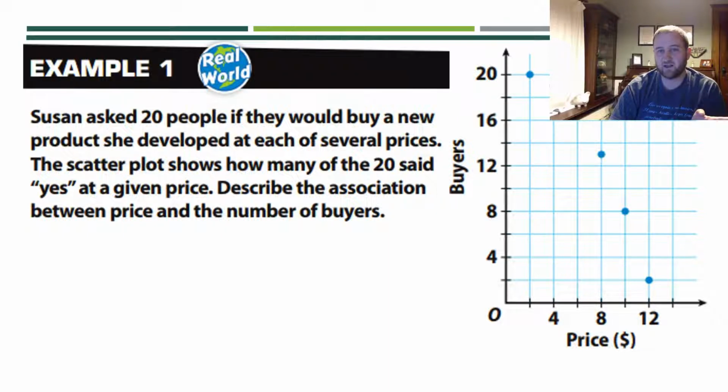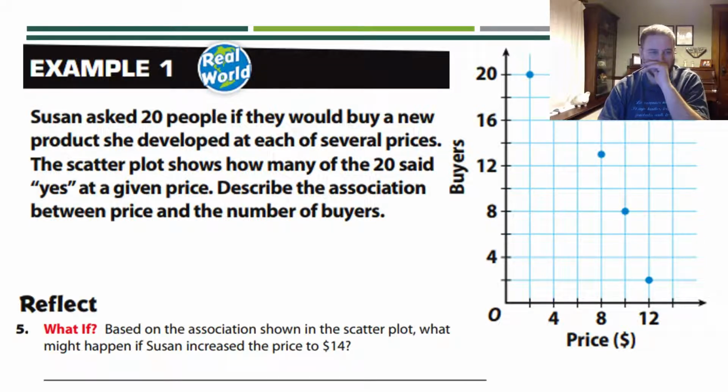Well, we can kind of see that as the price increases, what's happening to the number of buyers? The number of buyers is going down, so fewer and fewer people are going to want to buy it. This shows a negative association. Okay. Now we also want to determine if it's linear or nonlinear. Some of you might think, oh yeah, it's linear. It's not. If you look at this, it's kind of curving as it's going down. This is a nonlinear association, so it's a negative nonlinear association.